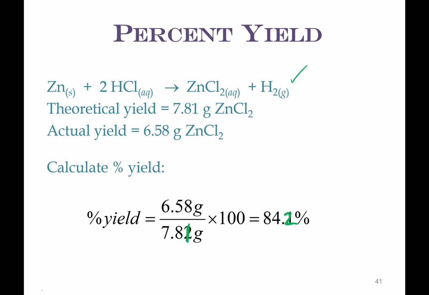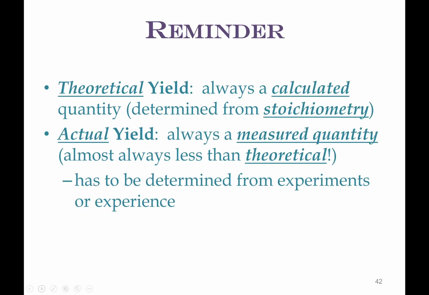All right, we're going to keep trucking. Got a lot of problems to do. Again, theoretical yield is always calculated. We have to calculate that one. Actual yield is going to be measured, so it's going to be given on a test, on a paper test. In lab, you will find it. So it's determined from experiments.